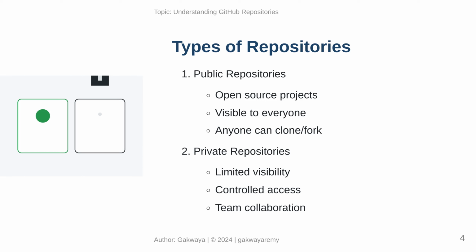The choice between public and private repositories depends on your project's needs. Public repositories are great for open-source projects and building your portfolio. Private repositories are perfect for sensitive code or client projects. Both types offer the same features, the only difference is visibility and access control.